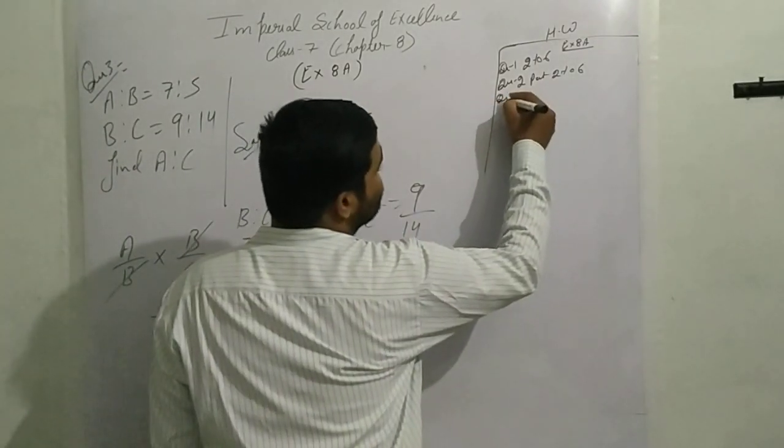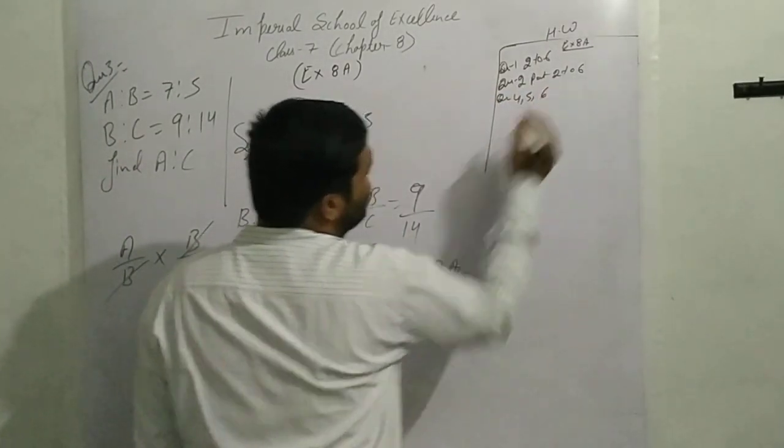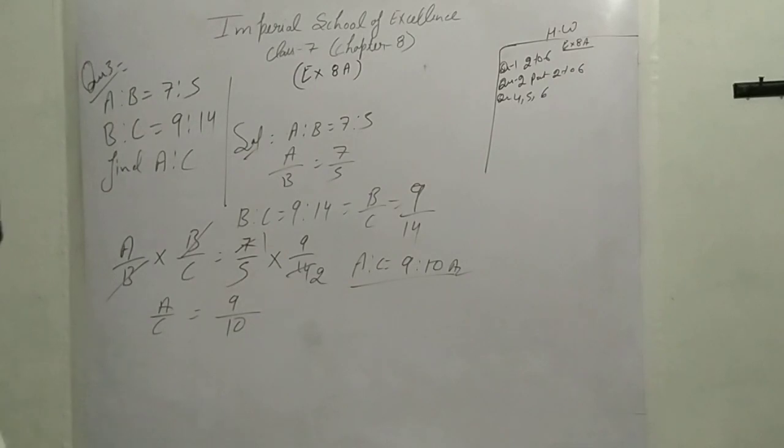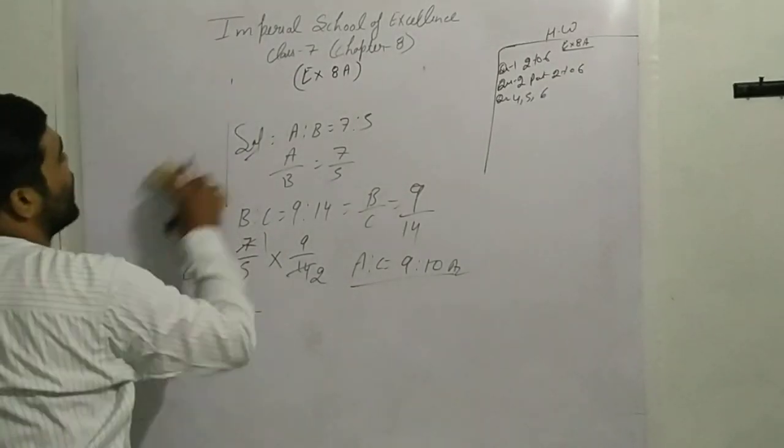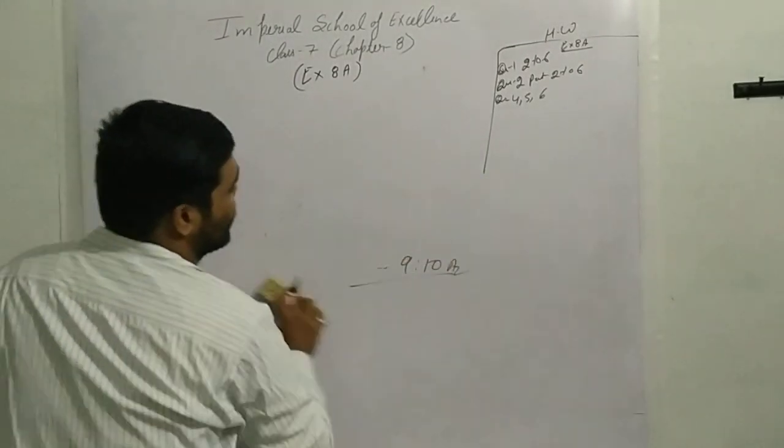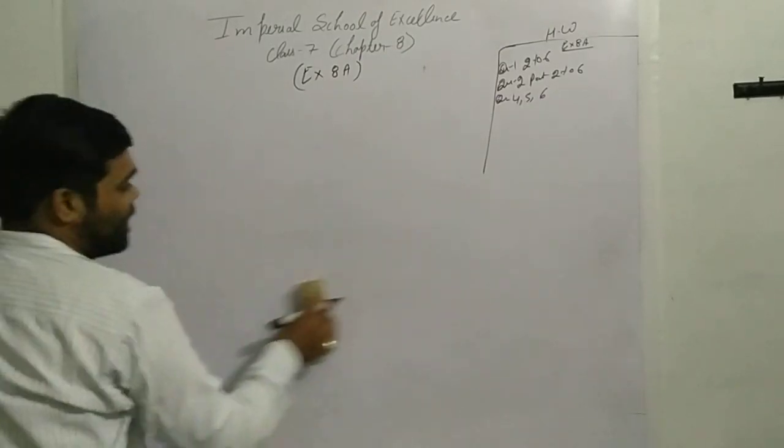Now question number 4, 5, 6 you have to do. Question number 4, 5 and 6. All these are questions. All questions are the same. Now let's come to question number 7.